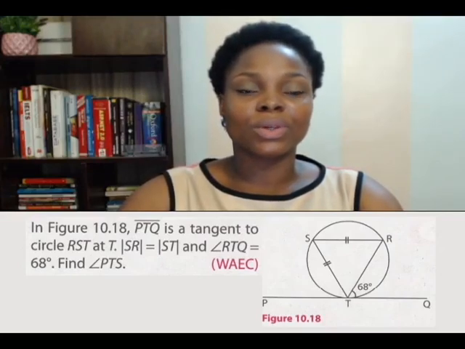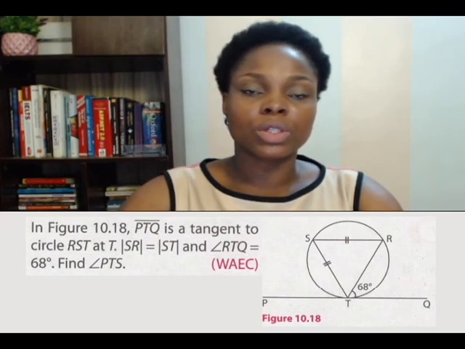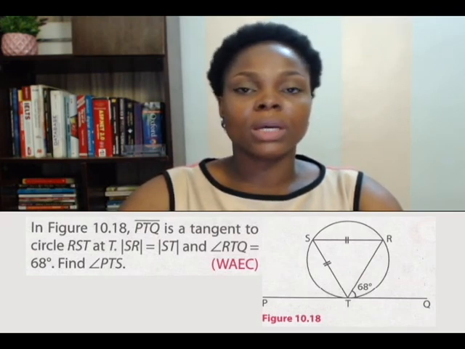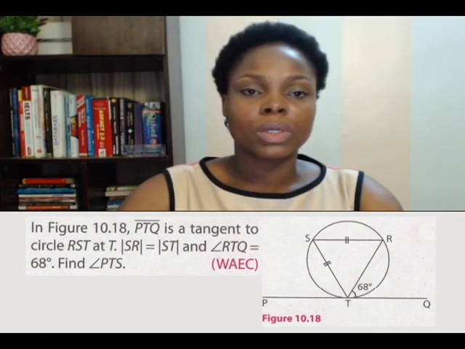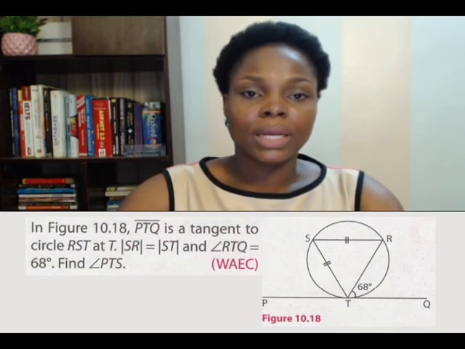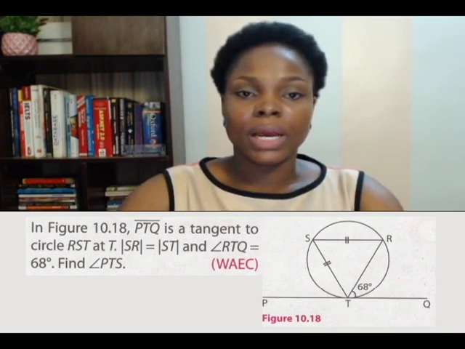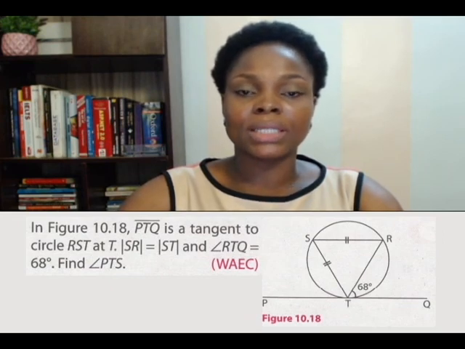I love to tutor. This question is on page 163 of Functional Mathematics for Senior Secondary Schools, Book 2 by T.M. Asiru et al. So the question says in figure 10.18, line PTQ is a tangent to a circle RST at T. Line SR is equal to line ST and angle RTQ is equal to 68 degrees. Find angle PTS.